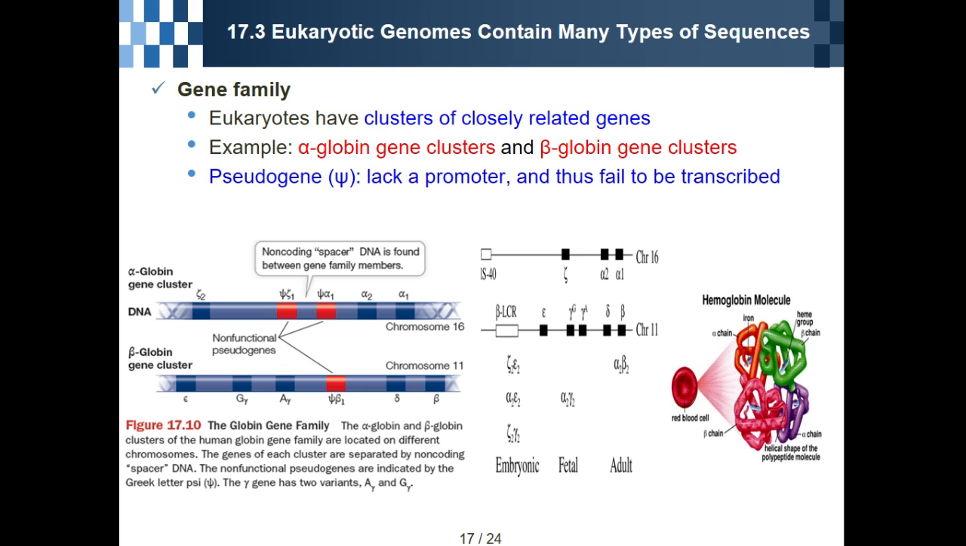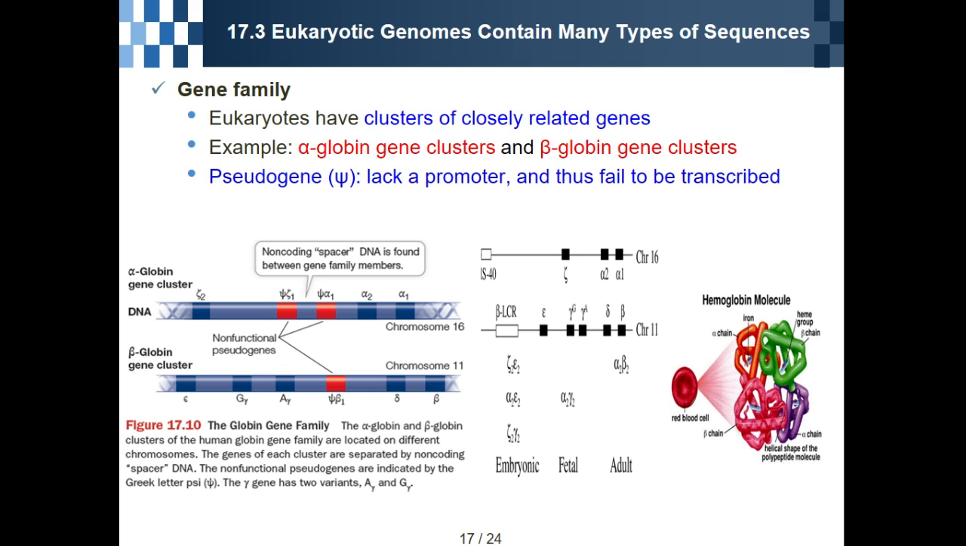For example, in chromosome 16, they have the gene family involved in alpha globin. The alpha globin gene cluster is like this. And also in chromosome 11, they have the beta globin gene cluster, like this. There is a very good example.